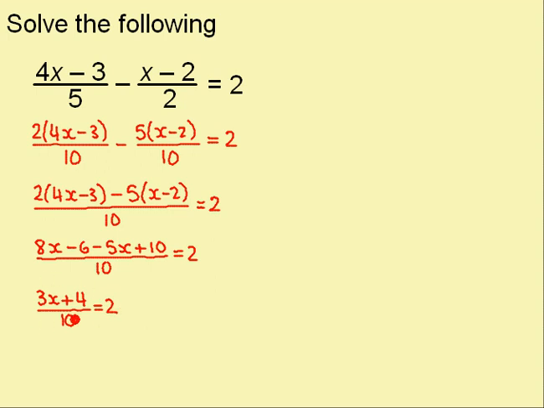Now at this stage, I want to multiply both sides by 10. So I've got 3x + 4 = 20. And now I can solve this linear equation in my usual way. So I have 3x = 16 and x = 16/3. This is the answer to the question.